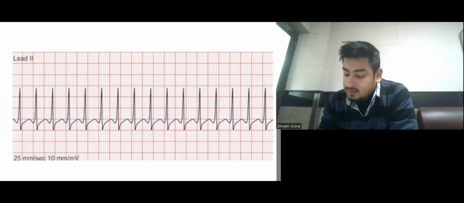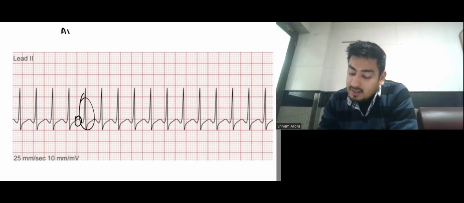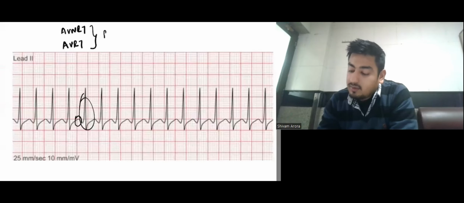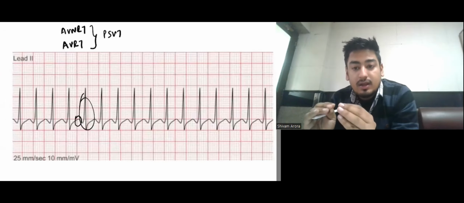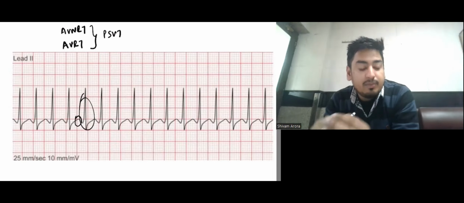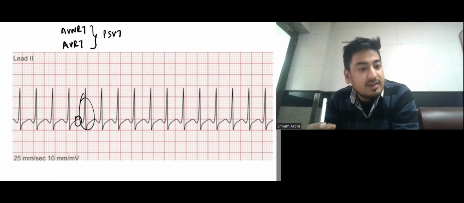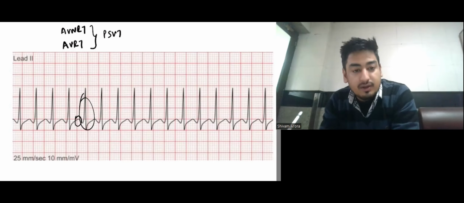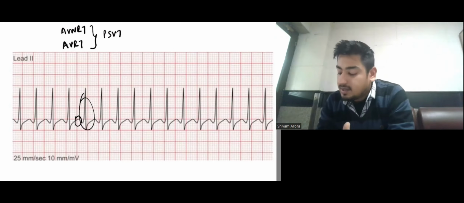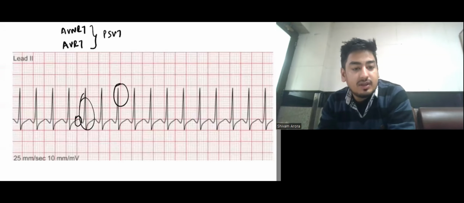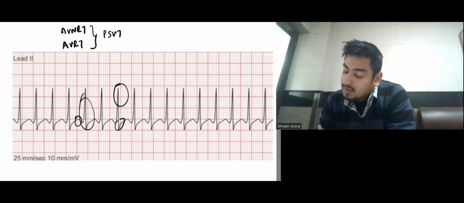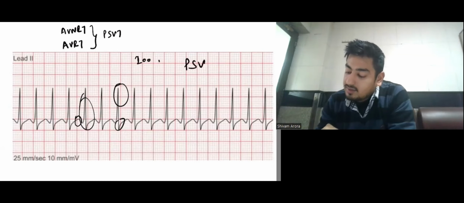Now let us look at this ECG. In this ECG, there is no visible P wave. In tachycardias like AVNRT and AVRT, which are together known as PSVT, since the focus is near the AV node, the P wave generally either merges into the QRS or comes just after the QRS. So in this, we are not able to appreciate any P wave, because it either merges into the QRS or occurs just after the QRS. And rate is almost 200 here. So this is an ECG of PSVT.